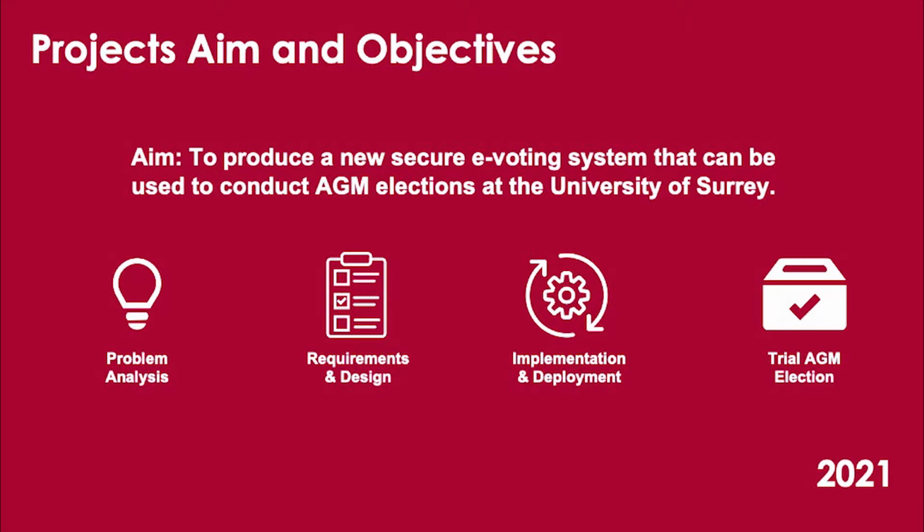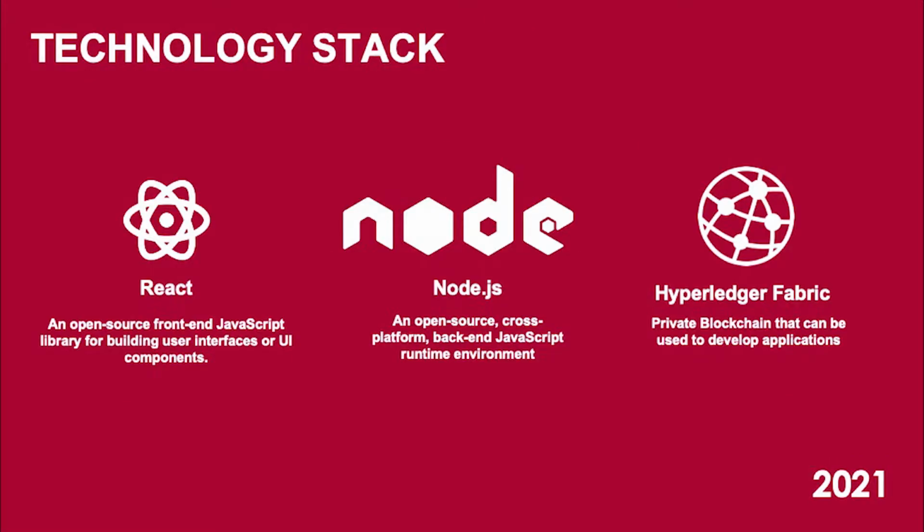There were four main components to this project. The first was problem analysis, the second was requirements and design, the third was implementing and deploying the application so it could be used by students, and the fourth was actually trialing the application in a real AGM election, which I managed to do. Details of the trialed AGM election can be seen in the report. The technologies used to develop the secure e-voting system were React for the front end, Node.js for the server side, and Hyperledger Fabric to store the information relating to the election.